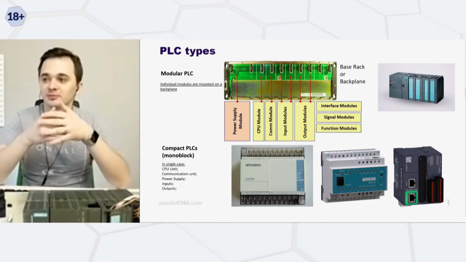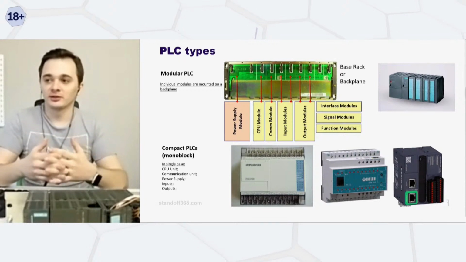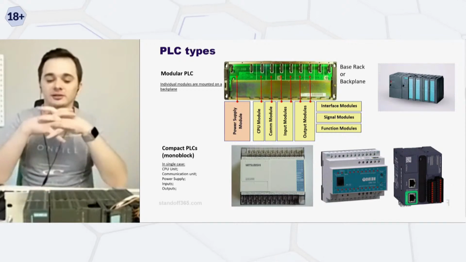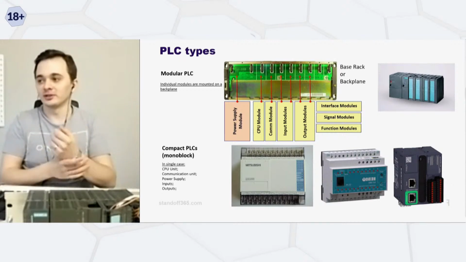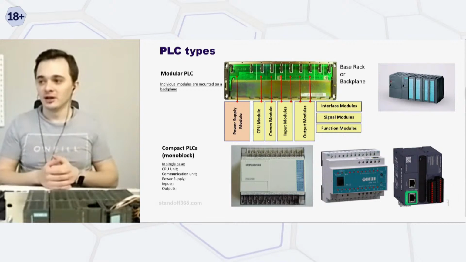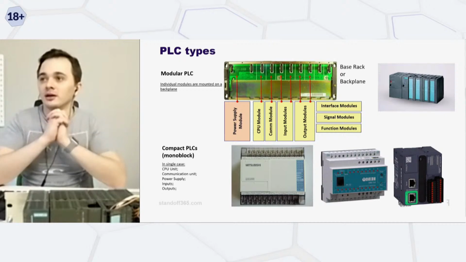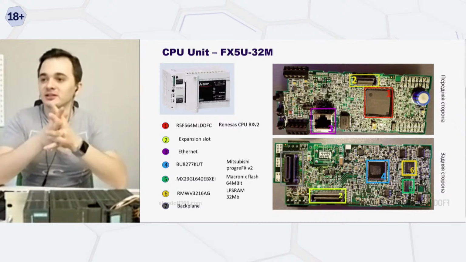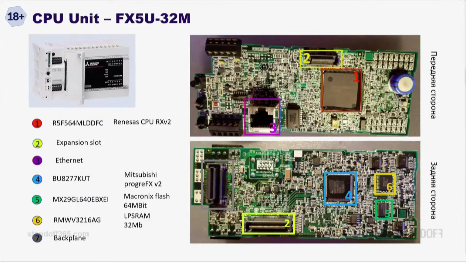And also, there are the so-called compact PLCs, or, as I said, they're also called monoblocks. This is where you find everything under the same hood: the CPU, the communications unit, the input and output, everything under the same cover. They are less expandable, but they too have their use. Now, we can take this example and look inside the PLC.